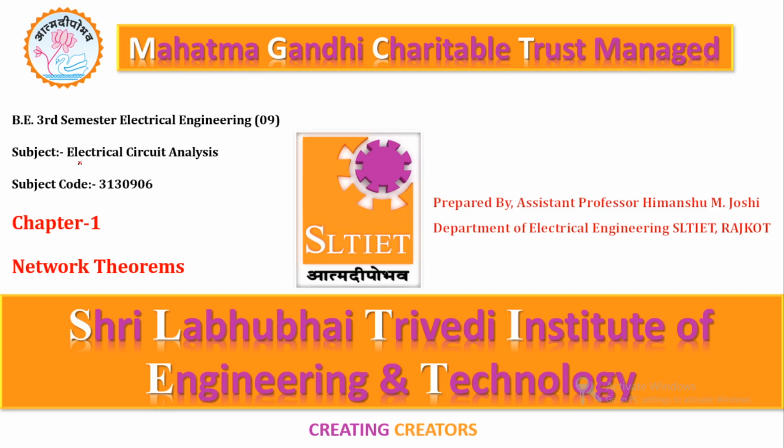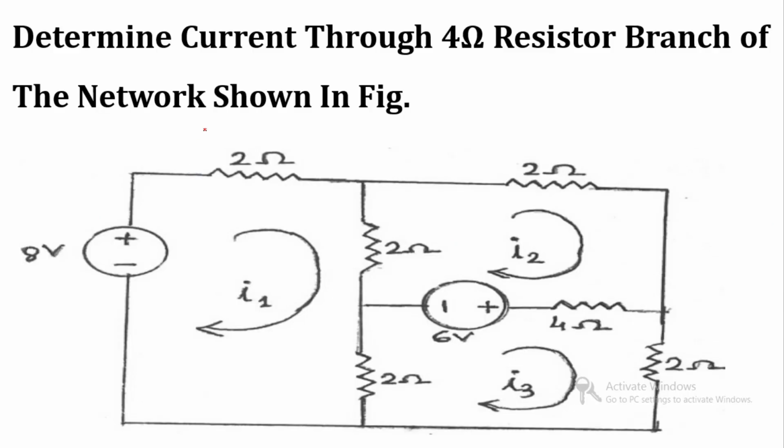Welcome to today's video lecture of electrical circuit analysis. In today's lecture, we are going to solve one numerical based on Kirchhoff's voltage law. So let's start with the example. The statement of the example is: determine the current through the 4 ohm resistance in the network shown in the figure. Here a network is shown in which we have to find the current in this resistance, the resistance of 4 ohm.